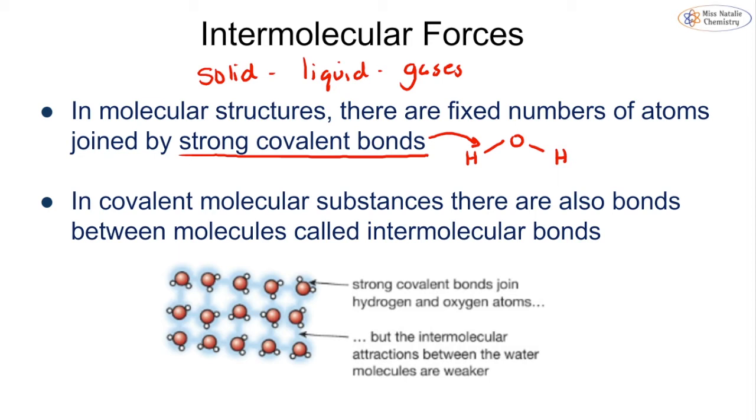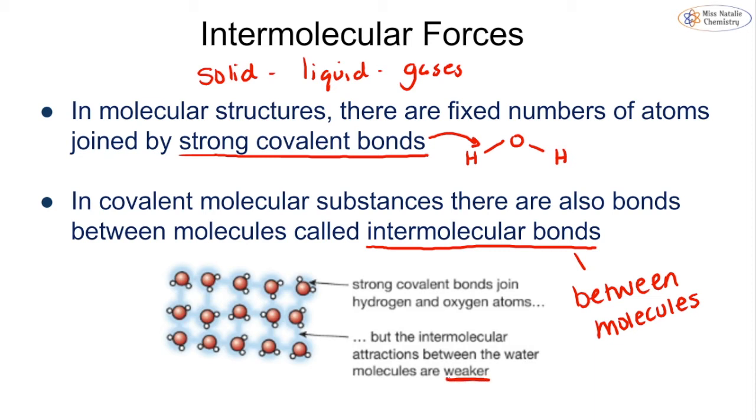So in between all of our water molecules, there are forces known as intermolecular bonds. And that simply means that they are between the molecules. And these are very, very important, as these are what keep the covalent molecular substance together. So the strong covalent bonds join the hydrogens and oxygens, but the intermolecular bonds, very importantly, are weaker. And this is something that we take advantage of with our melting and our boiling point.